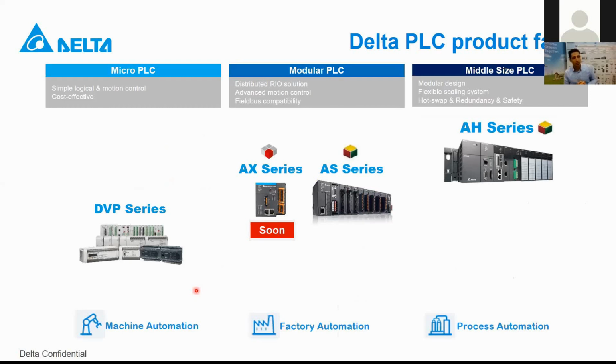Okay, so the PLC product family. Right now we have three main models: DVP series, AS series, and AH series. If you remember, DVP is the first PLC series that we released, and then we released the AH series for high density capacity projects, and last we released the AS series. This is our portfolio right now, but we are still improving according to your requests.